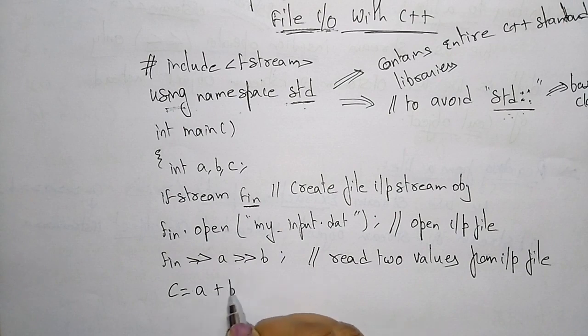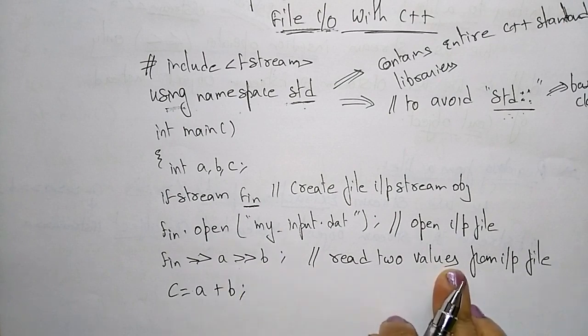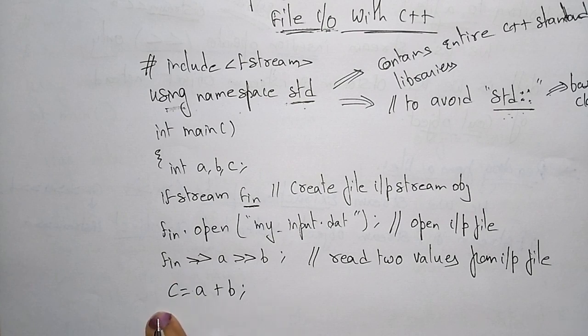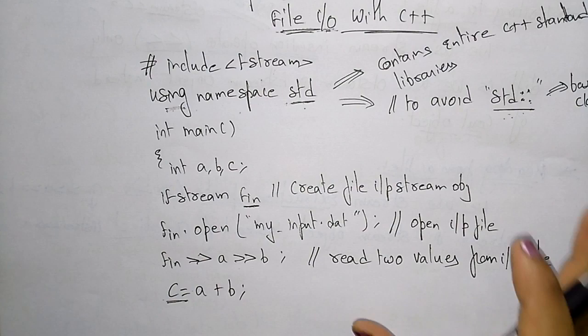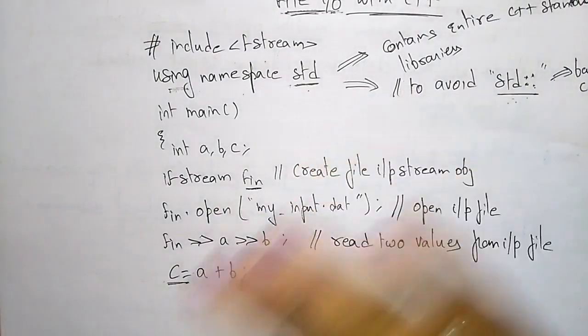After that, c = a + b. Whatever values we read are placed here as a plus b, and the result will be stored in c. So now c contains the result. Up to here the reading is over.